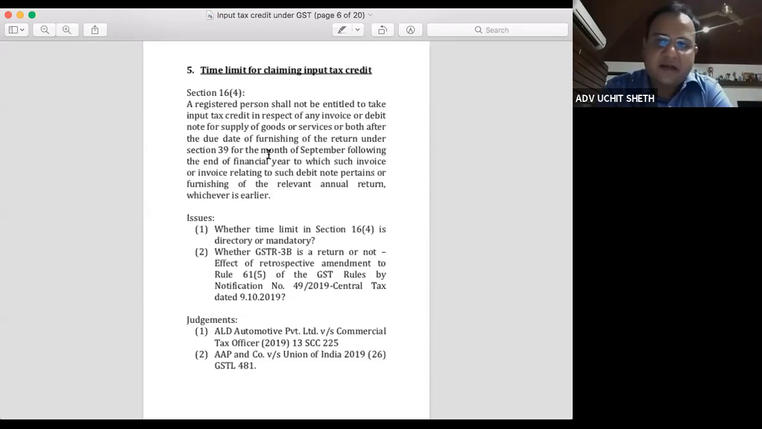In fact, under the earlier regime, if you look at the VAT law in Gujarat, the input tax credit could be claimed even in assessment, it could be claimed even in appeal, and there were judgments to the effect that there is no restriction in doing so.